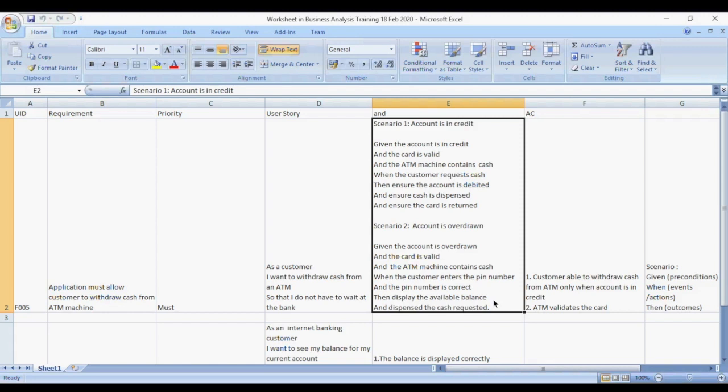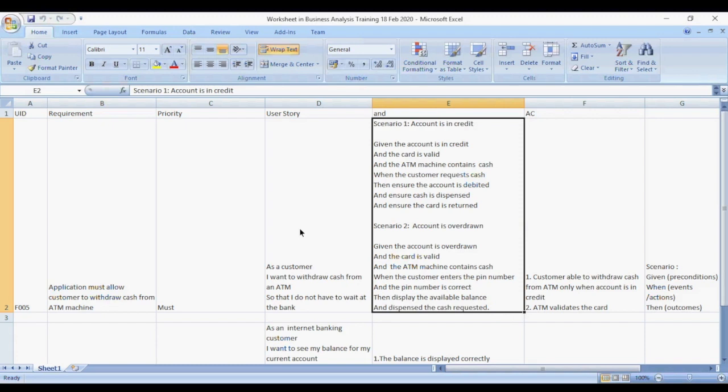Then display the available balance and display the cash request. So you could write as many scenarios as possible. That's why you have to be able to think properly about what the scenarios are, what the circumstances are that could occur when somebody wants to withdraw.